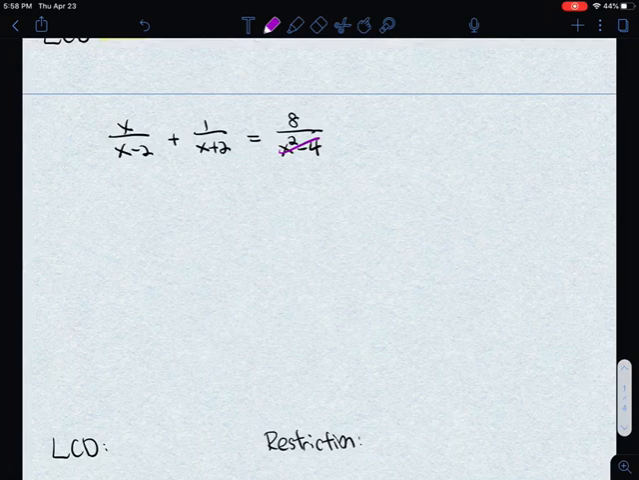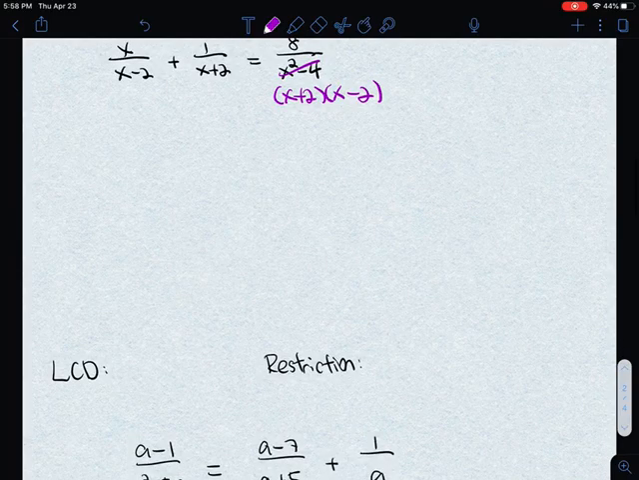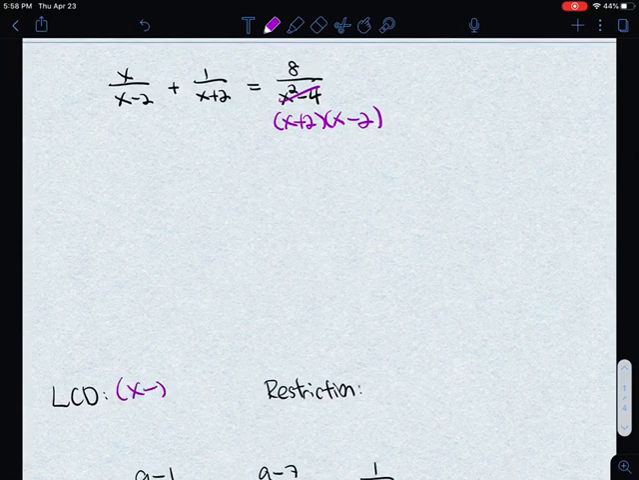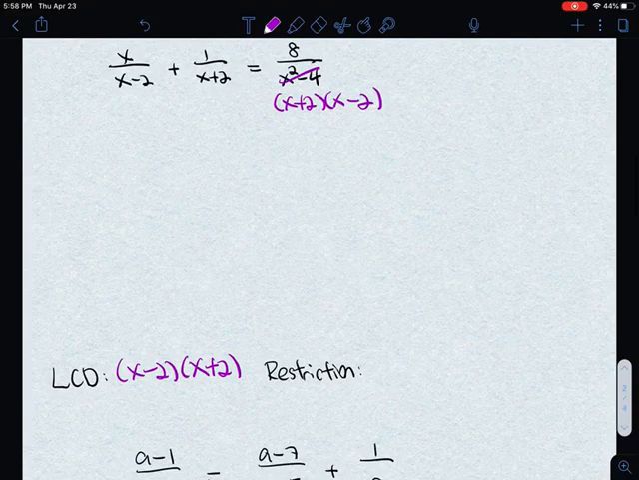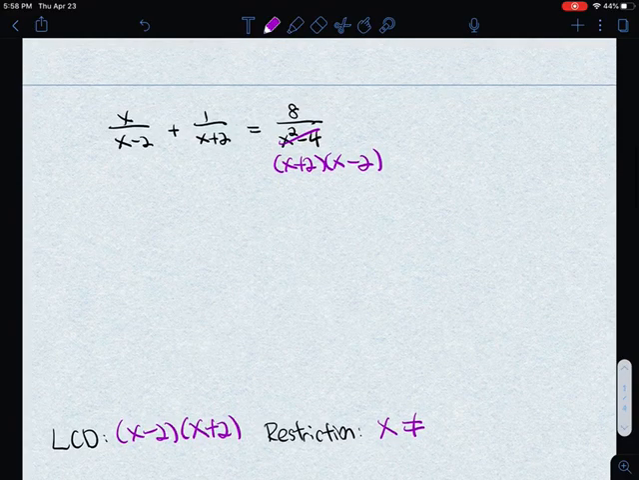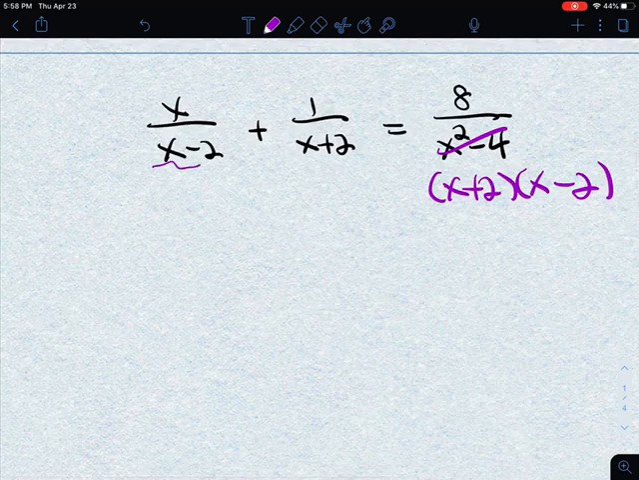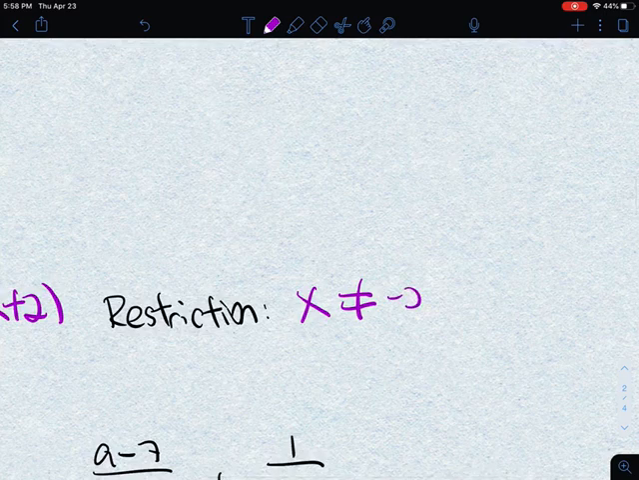So LCD and restriction, but before the LCD, let's go ahead and factor. That's going to be x plus 2, x minus 2. So then our LCD will be x minus 2, x plus 2. Okay, and then restriction. So from the first guy, x minus 2, we know that x cannot be 2. And then over here, we know that x cannot be negative 2. And then same thing over here, we have 2 and negative 2. So I think that's going to be our restriction. X cannot be negative 2 or 2.